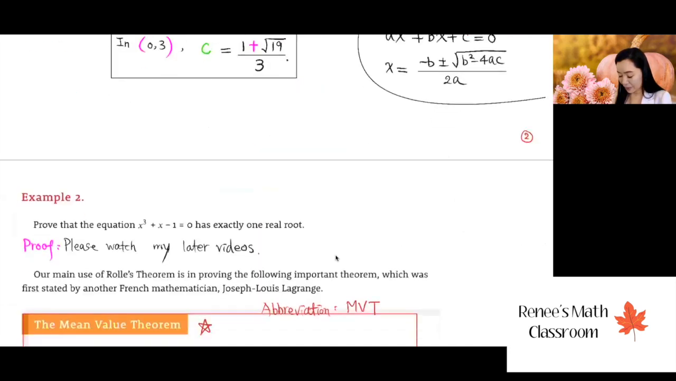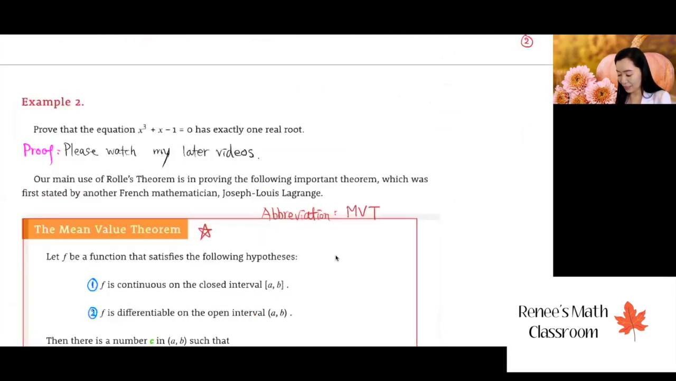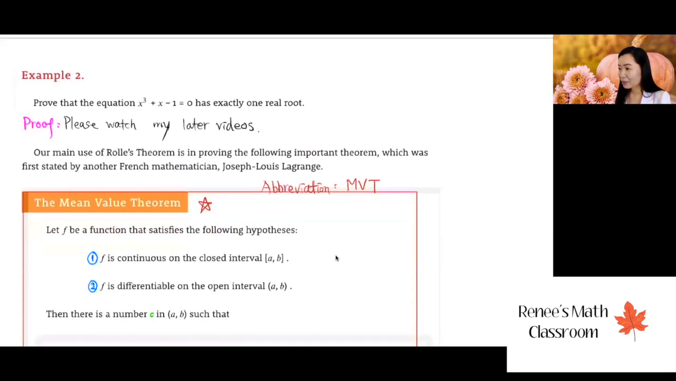So example 2. We're going to prove that this has exactly one real root. I'll actually make a video of this and post it, so you can watch it later.